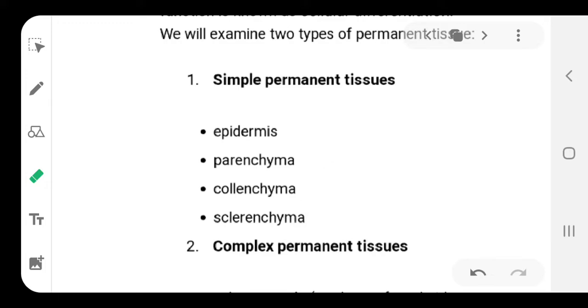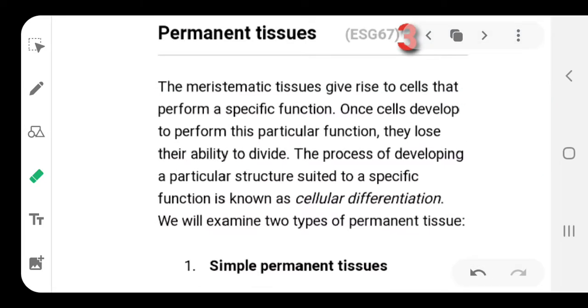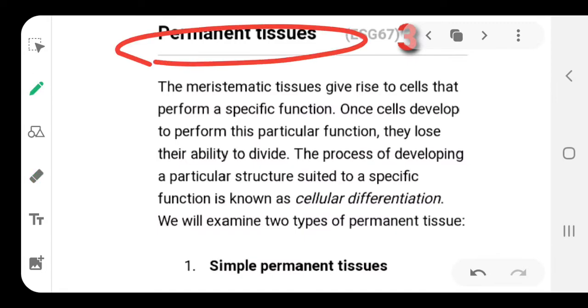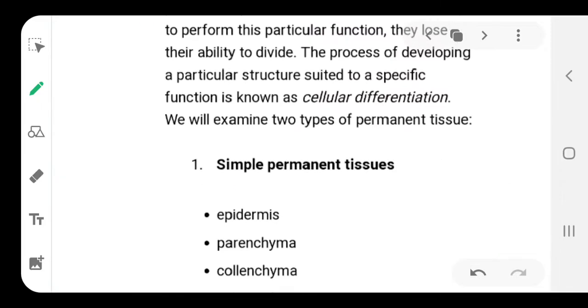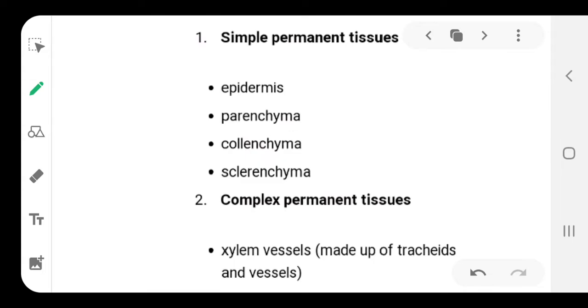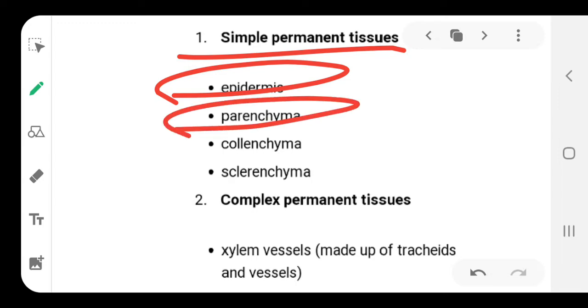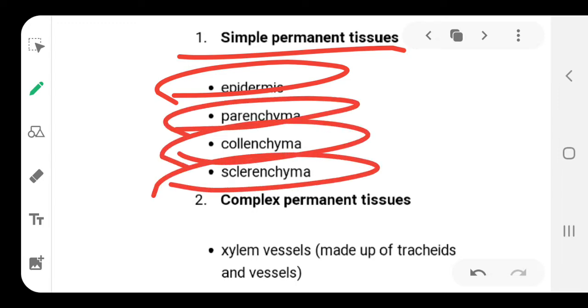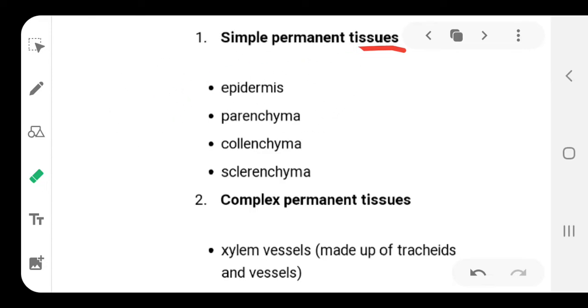So, after covering the various types of meristematic tissue, now we move into the second topic called permanent tissue. As I have told you, this permanent tissue is further divided into two parts. One is the simple permanent tissue. We will take them one by one: epidermis, then parenchyma, collenchyma and sclerenchyma. So, basically we are moving on to these three or four terms, and we will talk about complex tissue in the next tutorial. Okay. Now, let us see one by one as we move into the topic of simple permanent tissue.